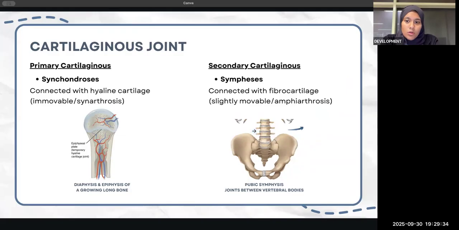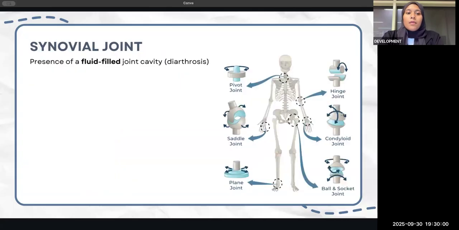Also, one thing I want you guys to keep in mind: when they ask what type of joint, or what the structural classification is, you think of fibrous, cartilaginous, synovial. When they ask what the functional classification of this joint is, you think of amphiarthrosis, synarthrosis. This is very important to differentiate. They always get this question.